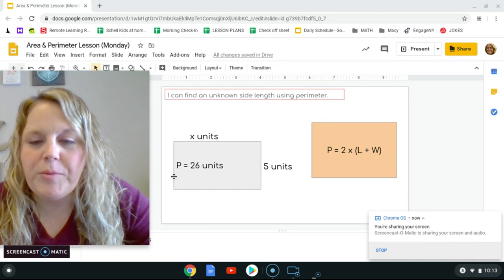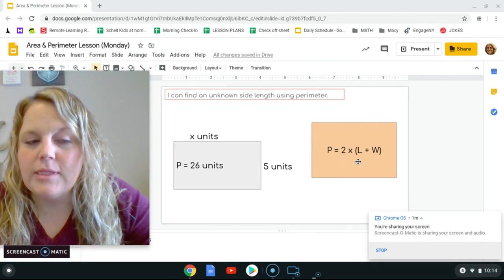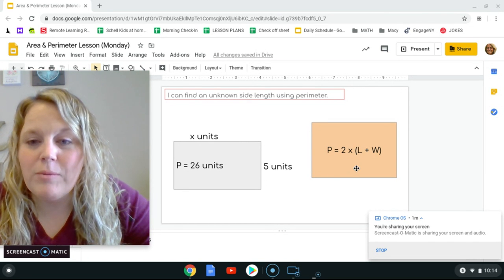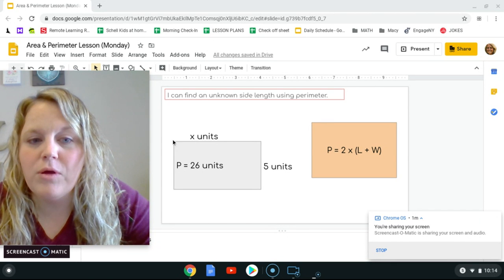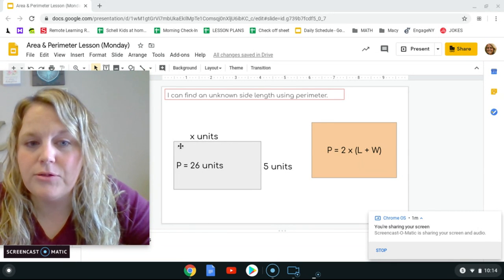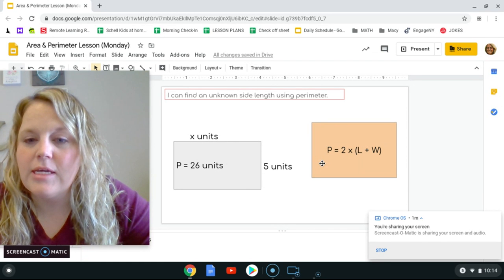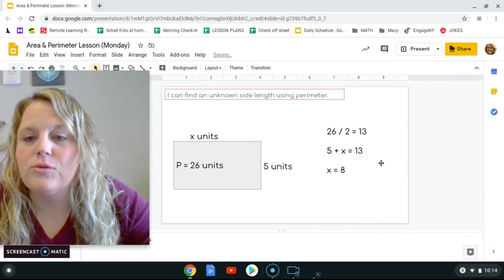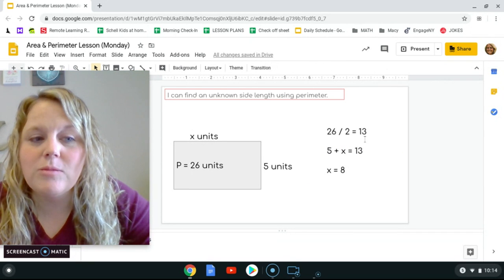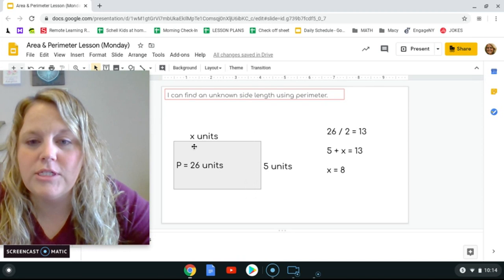So I'm going to use the formula 2 times length plus width gives me perimeter. So I know that 2 times whatever this length and this width are is going to give me the perimeter. So what I'm actually going to do is divide the perimeter by 2 to tell me what these two sides should add up to. So when I take 26 and I divide it by 2, I'm given 13. So that tells me that half of my shape, the length and the width, need to add up to 13.